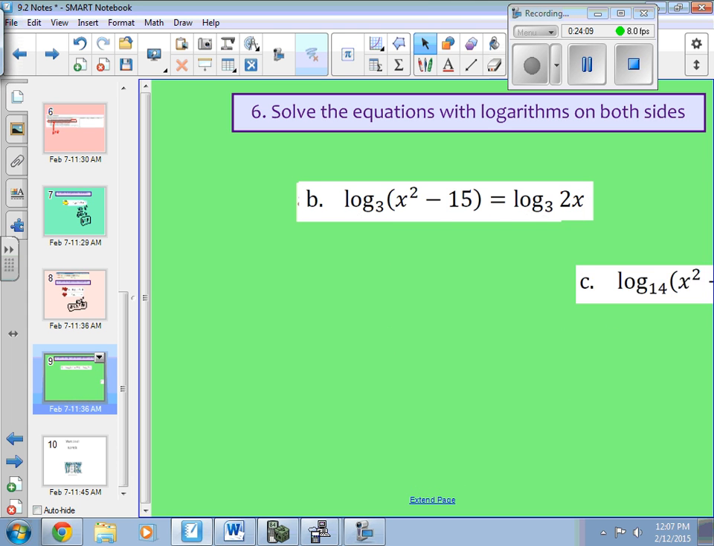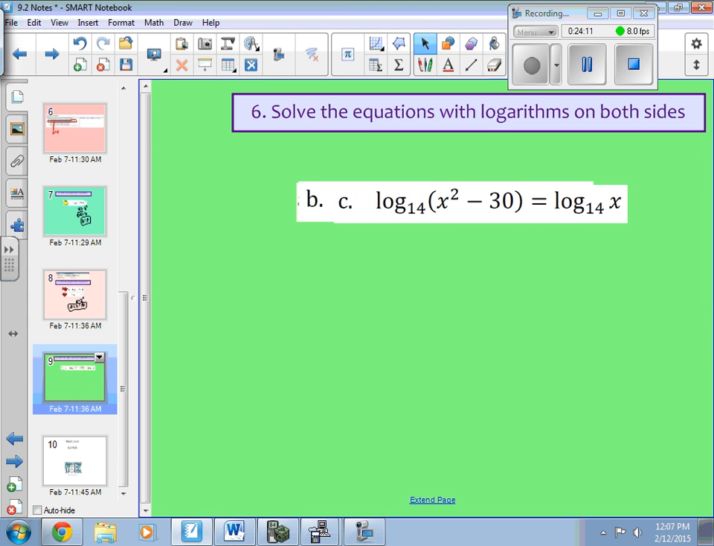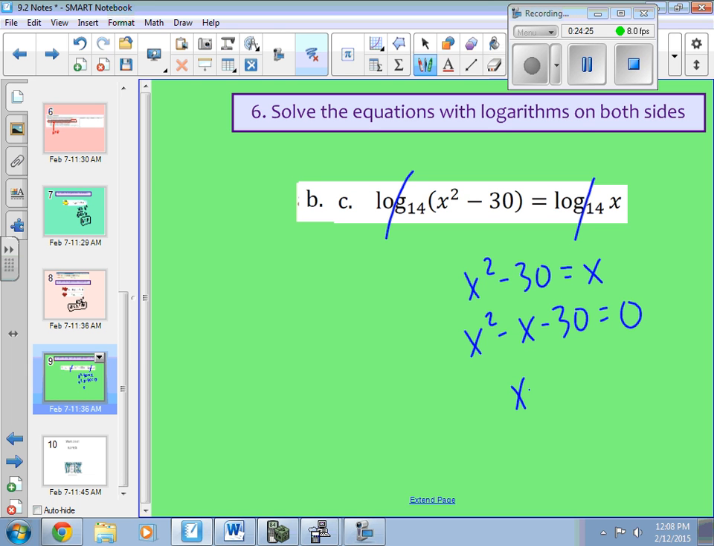All right. Let's see if you did C right. We can again drop the logs out because they're both log base 14. If you solve what's left over here, you're again going to need to get it equal to 0. And if you solve this one out by factoring, you should get an answer of 6 and negative 5. However, the negative 5 does not work. Only 6 is an answer here. All right, why don't you try out some more of these logarithm problems on your worksheet.